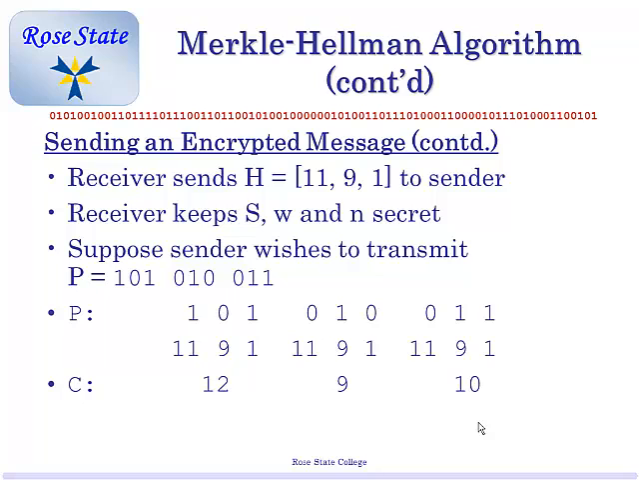So I take the 101 and I apply the 11, 9, 1. So I have 11 times 1 plus 9 times 0 plus 1 times 1. It's 12. Everybody see that? Then 11 times 0 plus 9 times 1 plus 1 times 0 is 9. Then 11 times 0 plus 9 times 1 plus 1 times 1 is 10. So our ciphertext is 12, 9, and 10. What me as the sender sends Carol is 12, 9, and 10.